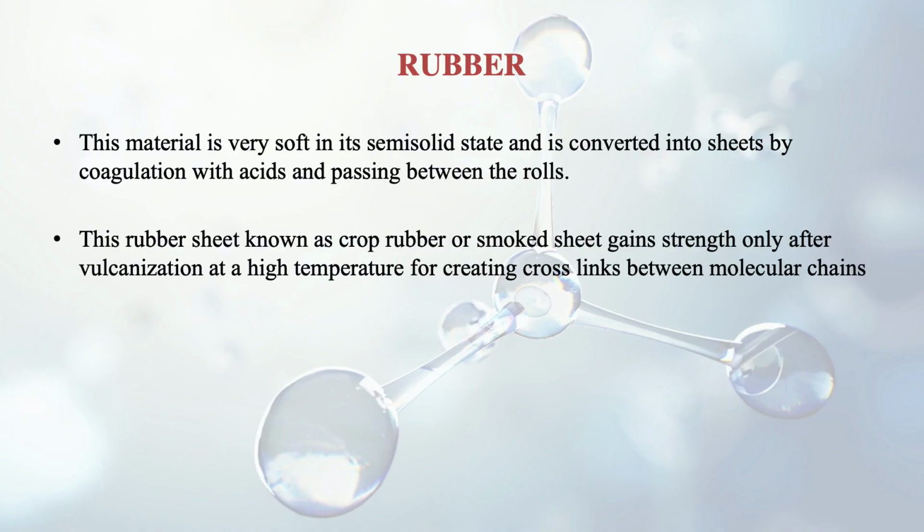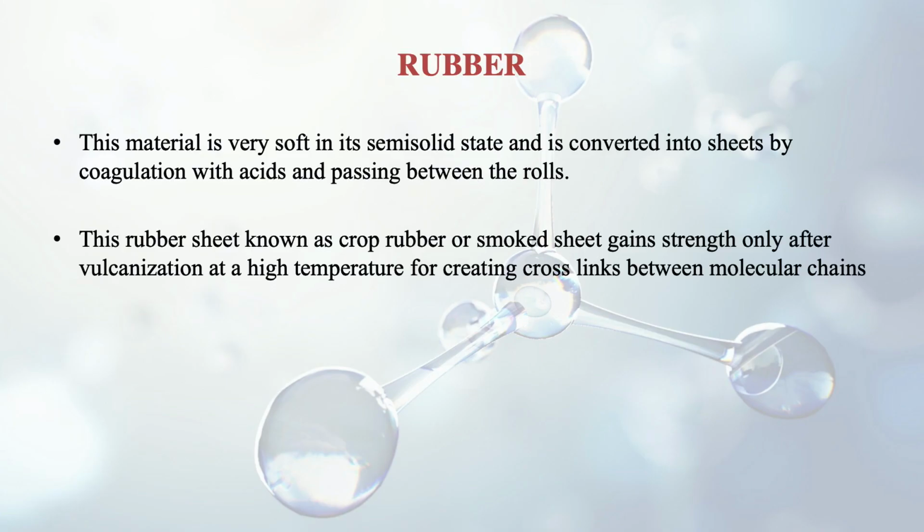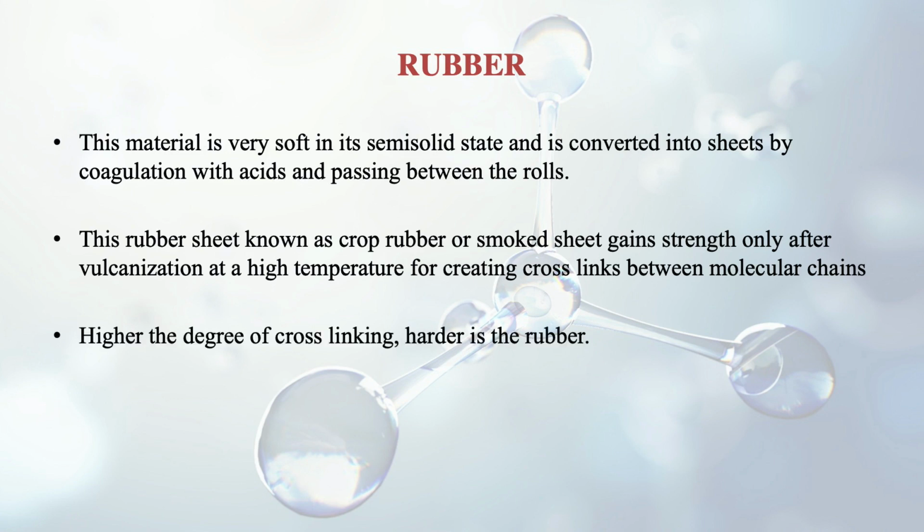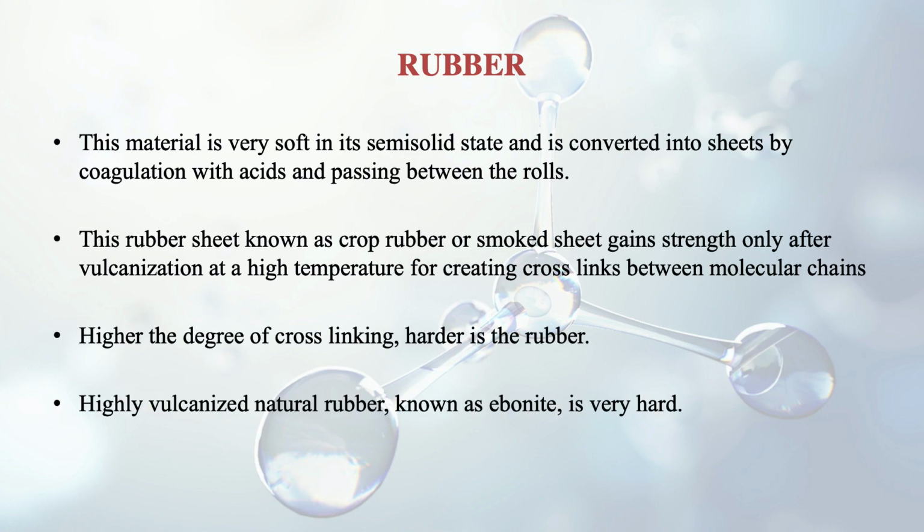This rubber sheet is known as crepe rubber or smoked sheet, and the strength comes from the vulcanization process which takes place at a high temperature. In vulcanization, we introduce sulfur into the rubber, so it becomes hard and stronger. Nowadays other processes are also there, but the basic thing is that sulfur is introduced. And what happens due to this? Cross links are created between the molecular chains. The higher the degree of cross linking, the harder the rubber will be. So highly vulcanized natural rubber is very hard, by the name ebonite.